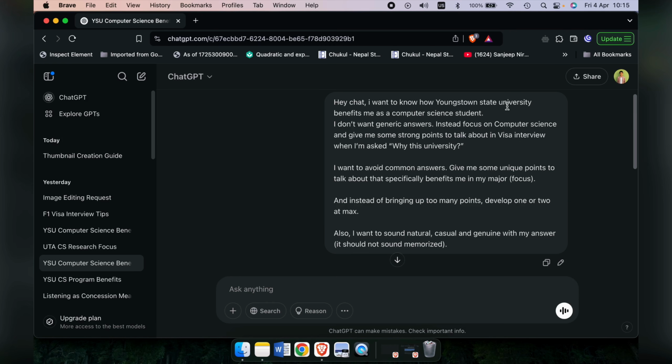I want to know how Youngstown State University benefits me as a computer science student. Focus on computer science and give me some strong points to talk about in visa interview when I'm asked why this university. I want to avoid common answer. And I also want to sound natural, casual and genuine with my answer. And after I gave this prompt, ChatGPT gave me this answer.